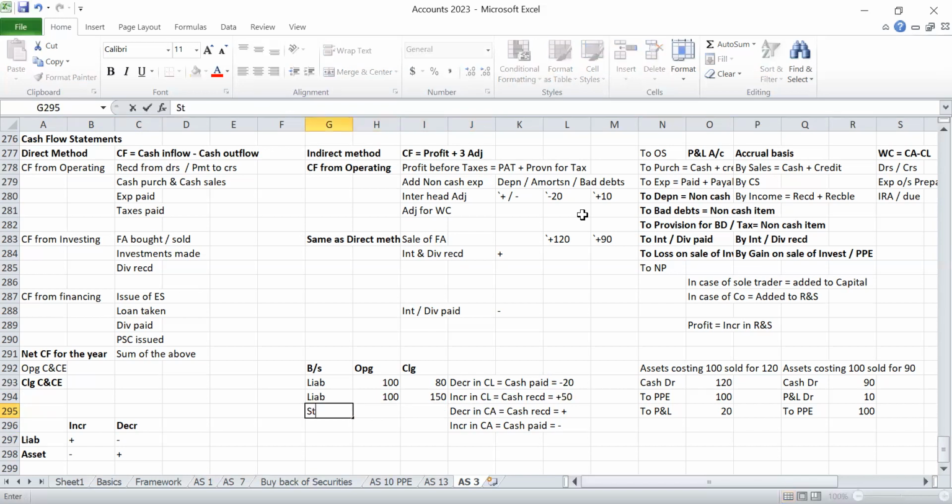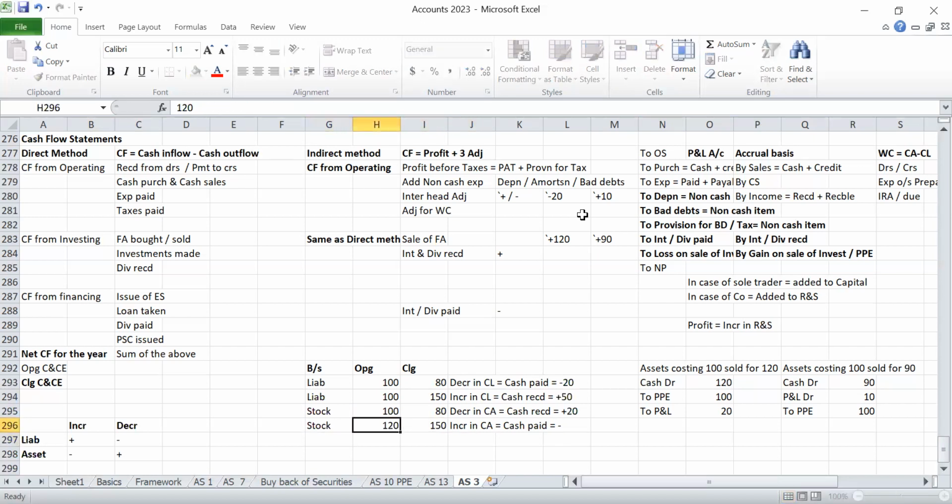Then any other, stock I am taking. Stock 100 becomes 80, what does it mean? Stock has been sold. Then only 100 is becoming 80. So a decrease in stock is nothing but cash received, 20. You have sold the stock. If you sell the stock, cash will increase. Then like that, debtors: 120 debtors is becoming 150. Means what?